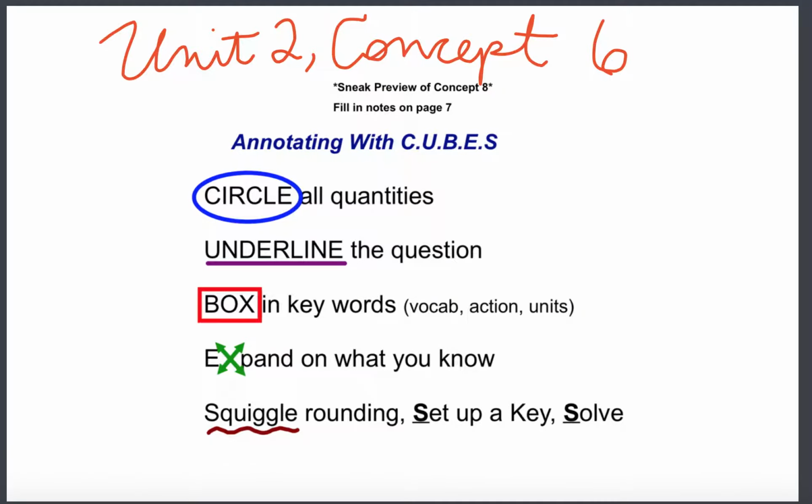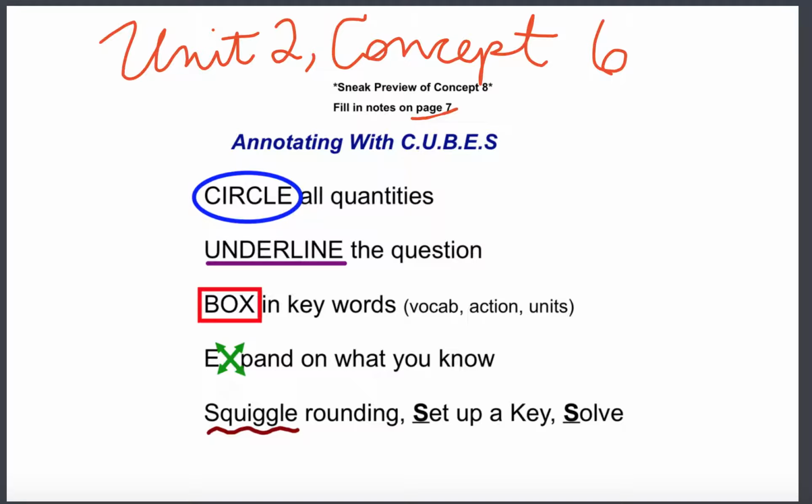Hi, and welcome to this video about Unit 2, Concept 6, which is translating equations. This is a sneak preview of a concept we'll study later, Concept 8. So please flip right now to page 7 in your packet, where you can fill in these notes.